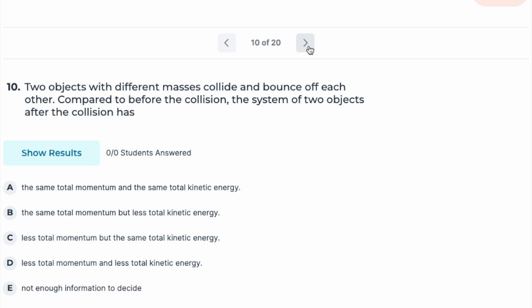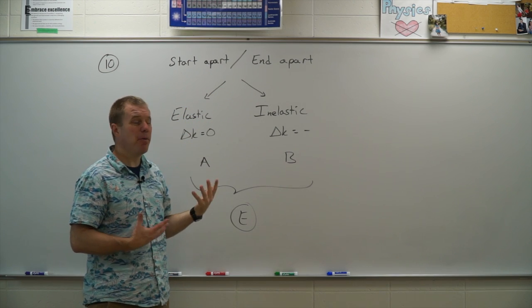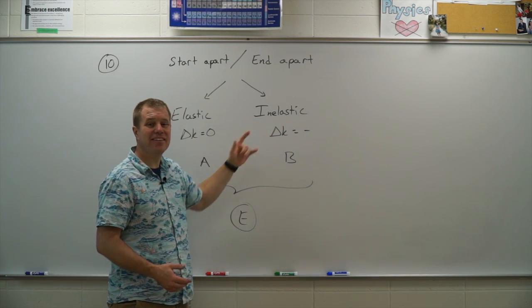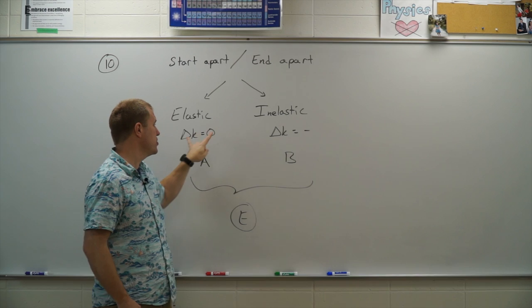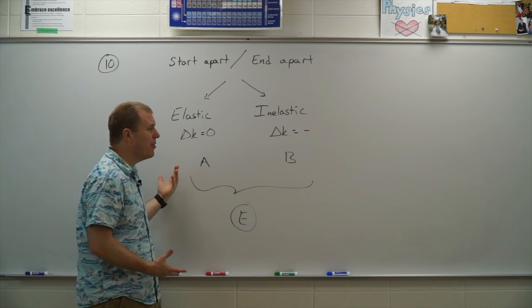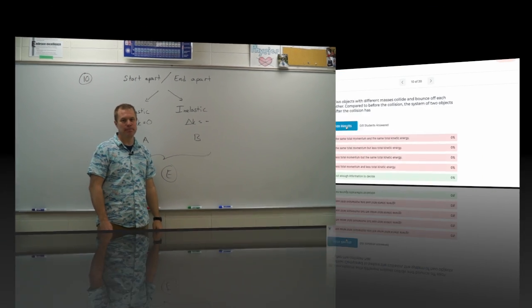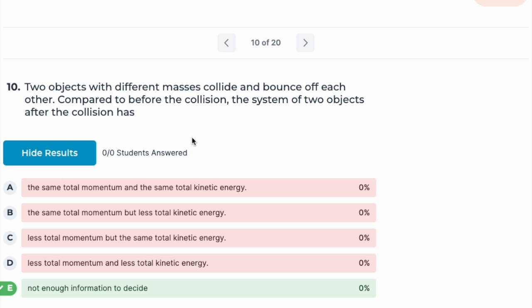Two objects with different masses collide and bounce off each other. Compared to before the collision, the system of two objects after the collision has... All right, so in this case, we have them starting apart, ending apart. So that means it could be elastic or inelastic. In order to tell the difference between the two, we have to know about the change in kinetic energy. Since we don't know about the change in kinetic energy, there's not enough information for us to decide. Yes, that was a little tricky because we didn't know if it was inelastic or elastic.